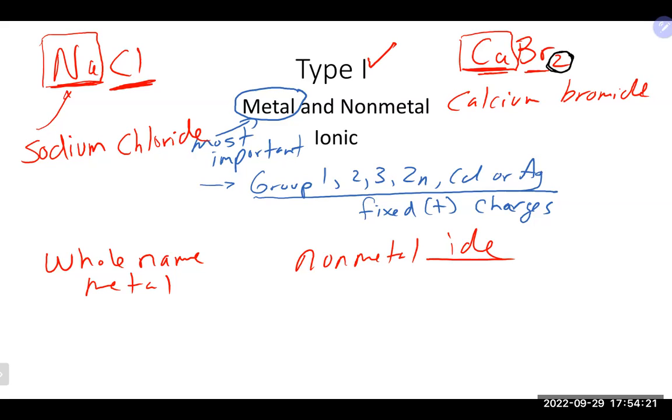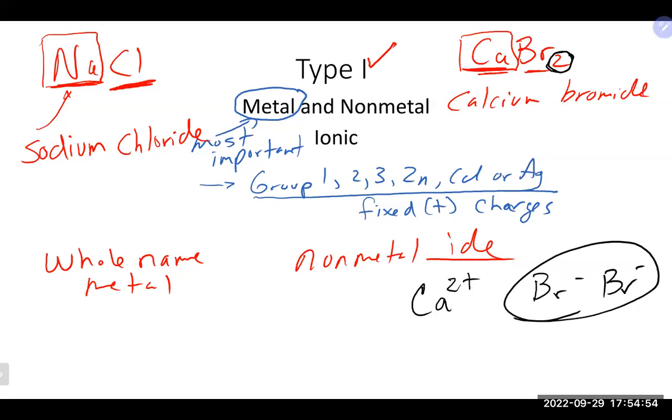That says group 1, 2, 3, zinc, cadmium, or silver. Other questions? So we don't use prefixes here. It doesn't matter how many of the non-metals you have. It doesn't matter actually how many of the metals you have either. You just simply use the whole name for the metal and the -ide for the non-metal. The reason obviously the 2 is there, for what we talked about in the previous slide, is because our calcium has a +2 charge, we need not 1 of these bromides, but 2 of them to balance it out. But again, it has no bearing on the actual name. Any questions on type 1 here?